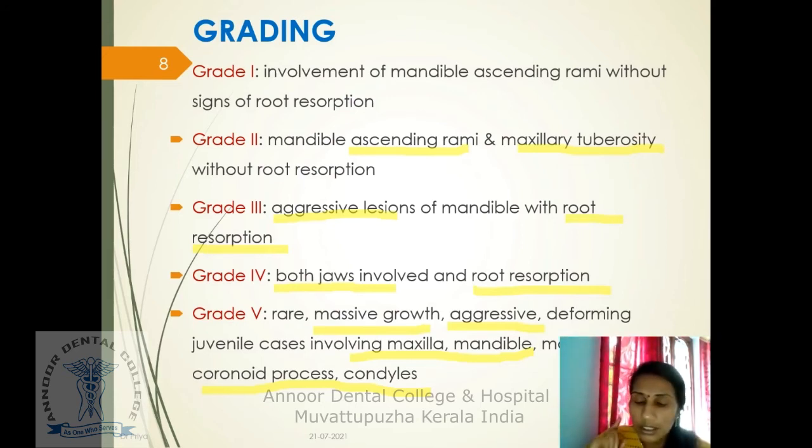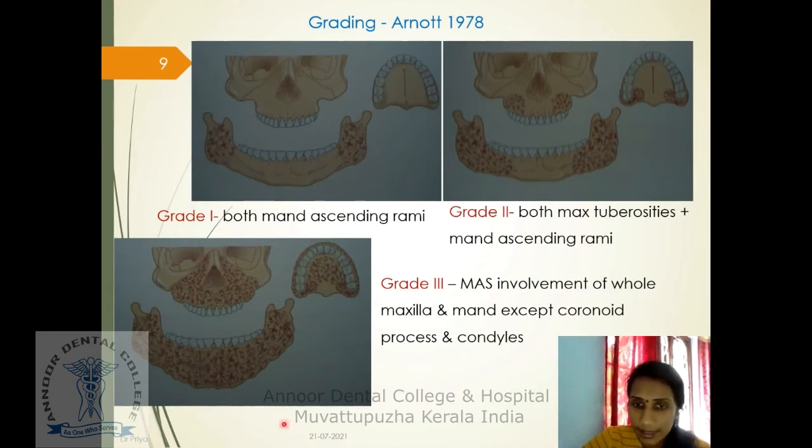So grade 1 is just ascending rami without root resorption. Grade 2 is ascending rami with maxillary tuberosity without resorption. Grade 3 is involvement of mandible with resorption. Grade 4 is both mandible and maxilla with resorption. And grade 5 is the entire jawbone is going to be involved. So this is just a pictorial representation having grade 1, grade 2, grade 3 and all.